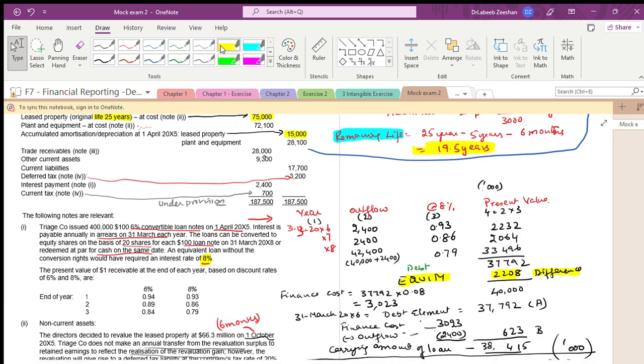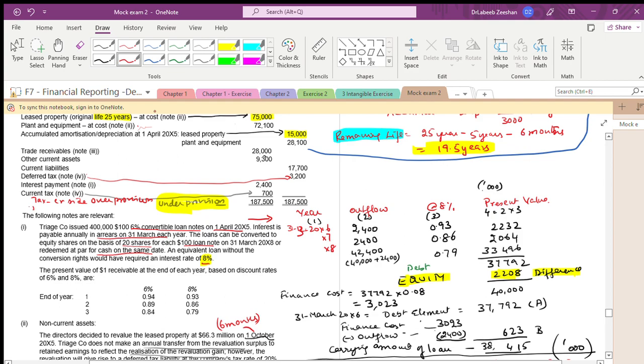What I have written there, I have written under provision. I want to make it very clear here. If tax is on the credit side, it is over provision.